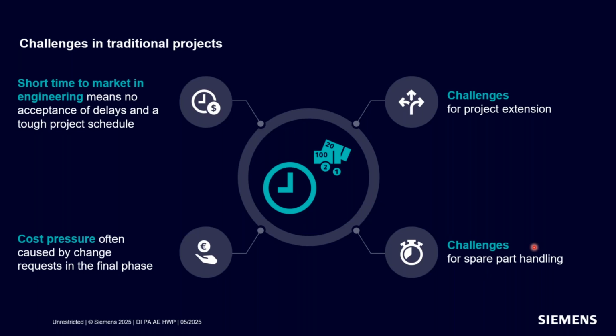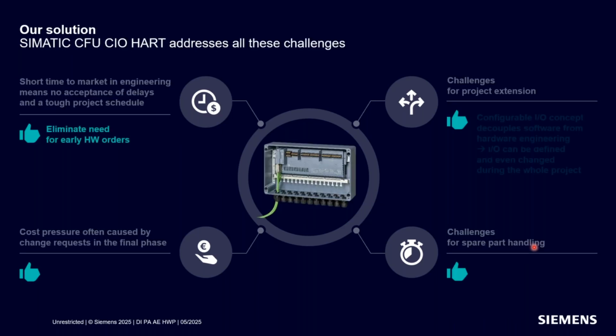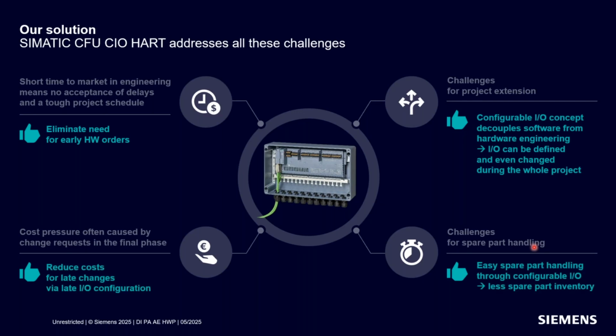And now of course the question was, what are the answers to these challenges? Here I just gave the answer to each of these challenges. If we would eliminate the need for early hardware orders, we wouldn't have that delay and short time to market challenge. This would be the first answer. The second answer: if we would reduce the cost for late changes via late IO configuration, we would also not have the challenge of the very many requests in the final phase, which we saw in the graph.